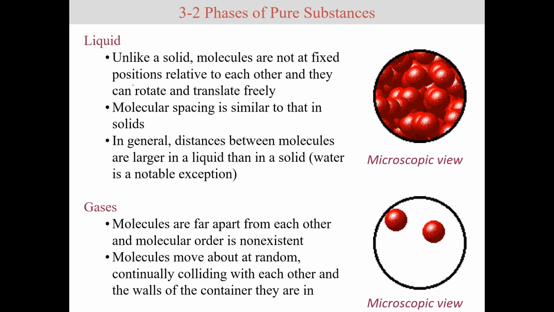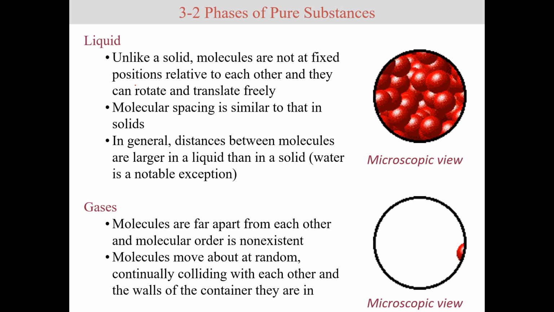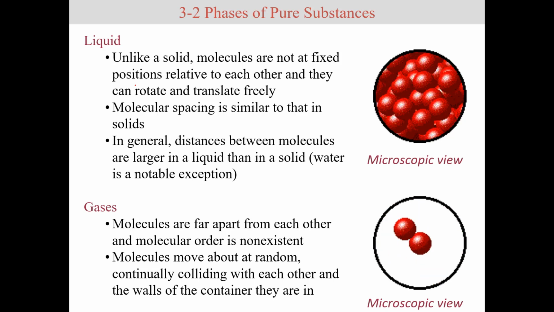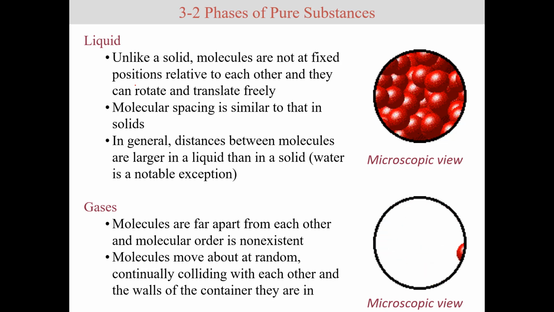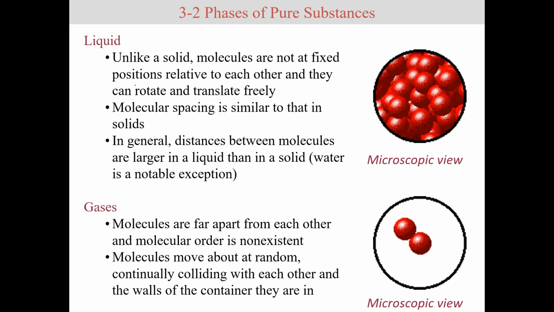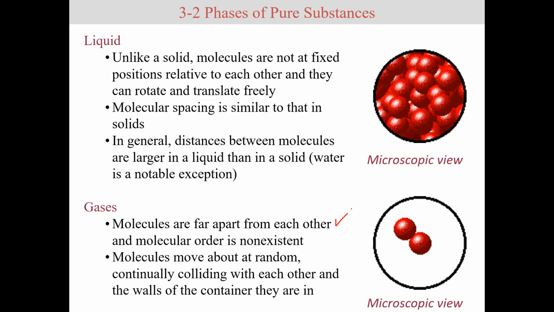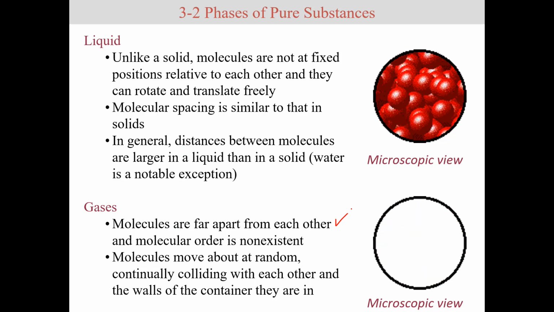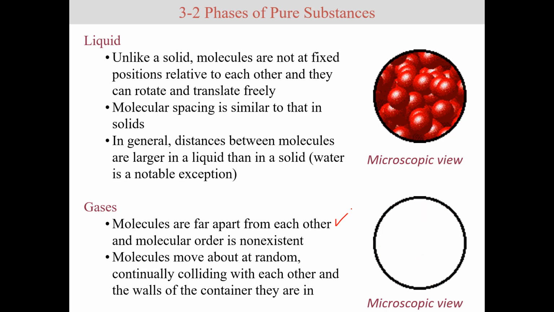Next would be liquid. Liquid molecules are not fixed in any position relative to each other, and they can rotate and translate freely. Molecular spacing is similar to that in solids, but in general, the distances between the molecules are larger in a liquid than in a solid. And then finally, gases, where the molecules are far apart from each other and the molecular order is non-existent. Molecules can move about at random and continually collide with each other and the walls of the container they are in.